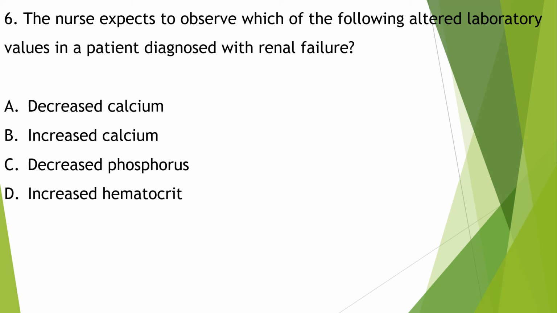In renal failure, decreased calcium can occur as a result of the kidney's inability to convert vitamin D to its active form, which is required for calcium to be absorbed from the GI tract. Calcium and phosphorus have an inverse relationship. So as calcium decreases in the case of renal failure, phosphorus increases. Hematocrit would be expected to decrease, not increase, in the case of renal failure due to the decrease in erythropoietin that occurs in renal failure.